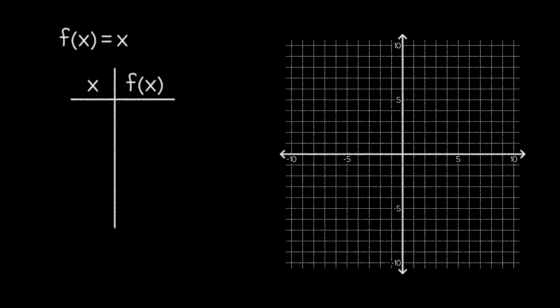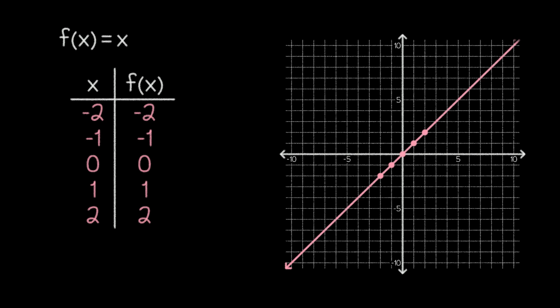So let's pick our inputs to be the integers from -2 to 2. And since our outputs will be the same as our inputs, we can simply repeat our input numbers in the output column. Then, we can plot our points, and once we confirm that all our points fall on a straight line, we can draw the line that connects all those points to represent our function.